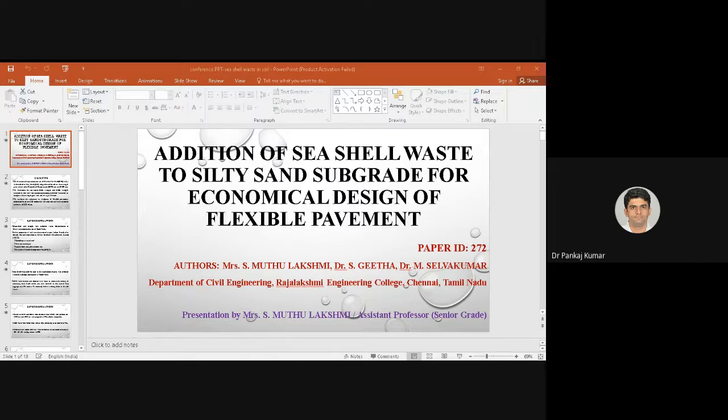Okay, and at one point you said you are getting UCC as well as CBR value maximum at 35%. Is there any specific reason? Because at 40% you are getting a lesser value. Yes, it's a lesser value. Maybe 35% is the quantity at which the reaction is fully taking place and forming those cementitious products. If more is added, there is no sufficient silica and alumina present in the soil for the reaction to take place. And if less is added, then calcium carbonate is not sufficient for the reactions to take place. So at 35%, the quantity of silica and alumina present in the soil is sufficient for the reaction to complete with the calcium carbonate present in the seashells.